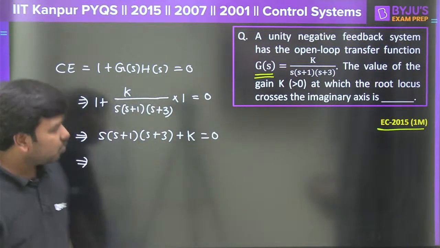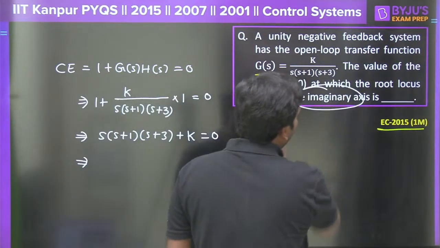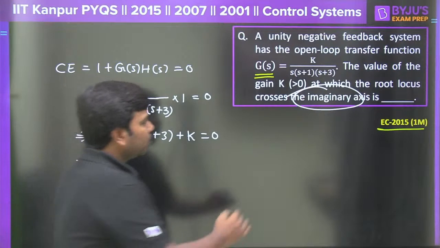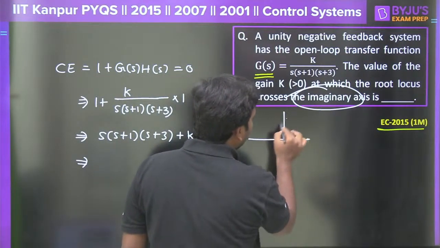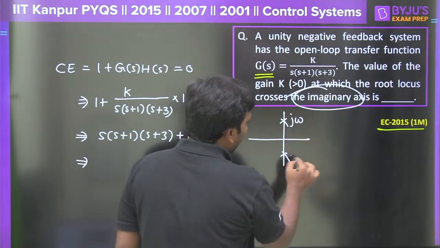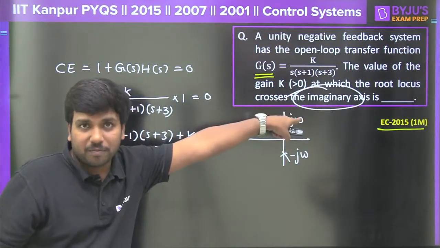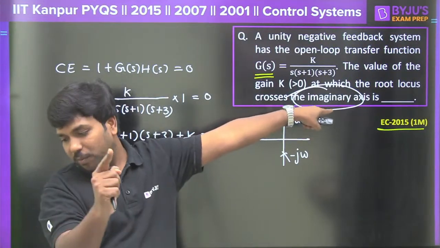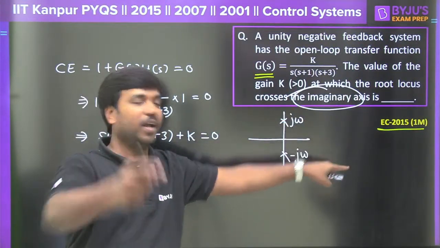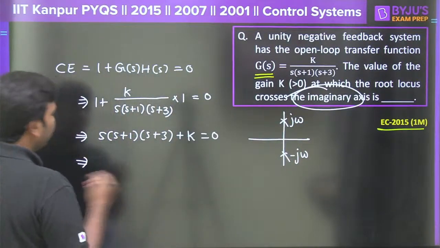So this is not dk by dx here now. You require the imaginary crossover point, right? Whenever the root locus cuts the imaginary axis, the root should be j omega or minus j omega, correct? So when the root locus cuts the j omega axis, the s value will become j omega.